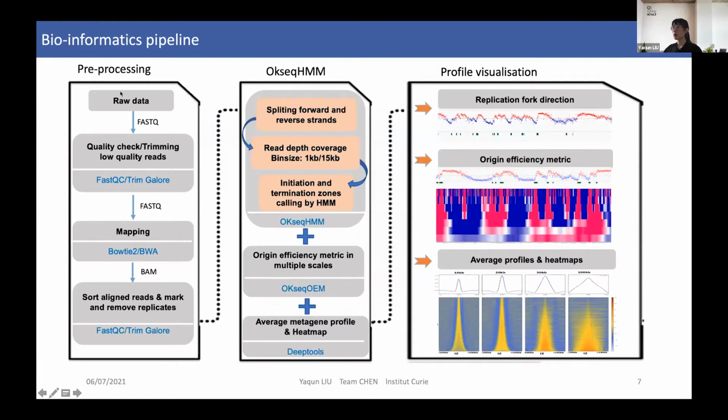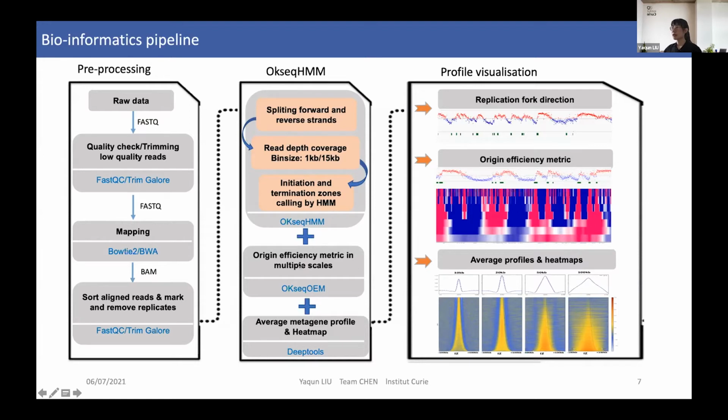Firstly, the raw data is pre-processed to get the mapped and deduplicated data. Then, using our OKSeq HMM, the data is automatically split into forward and reverse strands, then the read depths are calculated in 1 kb adjacent bins, followed by a 15-bin smoothing. And finally, replication initiation and termination zone calling is performed by HMM.